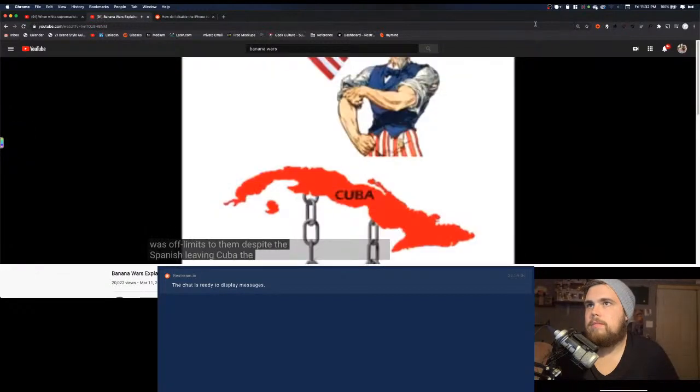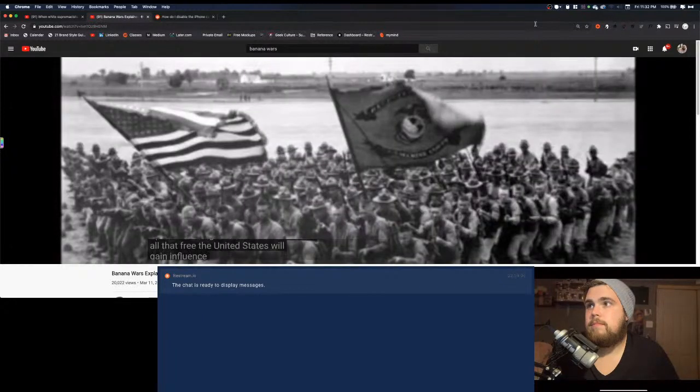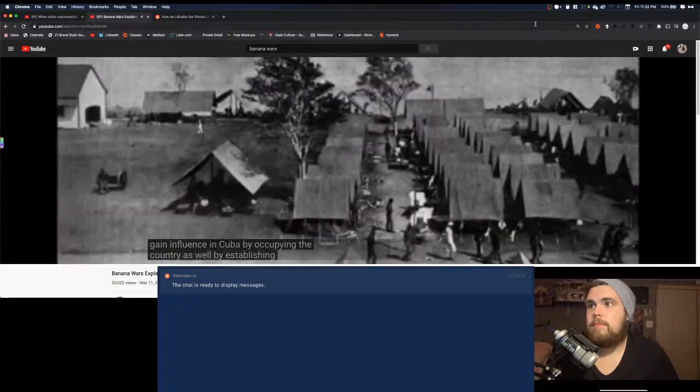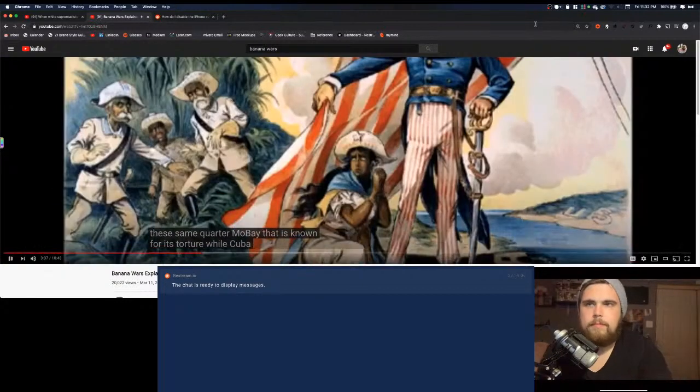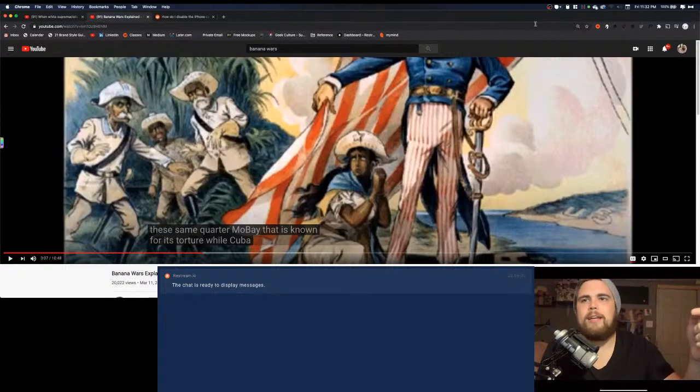Despite the Spanish leaving, Cuba, the island, was not all that free. The United States would gain influence in Cuba by occupying the country as well, by establishing a permanent base in Guantanamo Bay. Yes, the same Guantanamo Bay that is known for its torture. And here's the nice thing about Guantanamo Bay. We don't actually own it, so we're not responsible for anything that happens there. That's why we can run a torture facility on those grounds, because we don't technically own that land, but we also don't technically not own it, and the Cubans don't really own it. There's this very odd gray area and some sort of treaty involved, and so there really is no accountability for what we do there, and neither American nor Cuban laws apply.